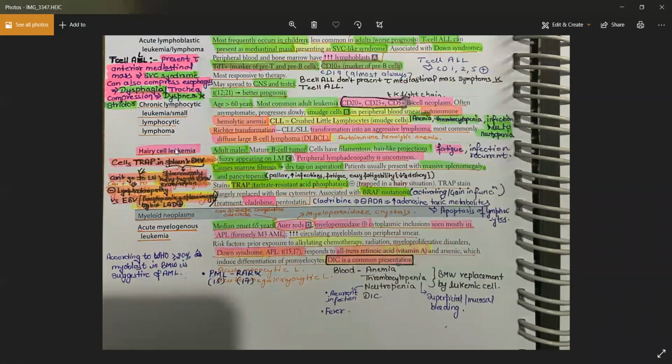Then comes CLL, or chronic lymphocytic leukemia. Please note, it is cytic, not blastic. So you won't see blast cells, but you see mature lymphocytes in it. It is seen in adults more than 60 years of age. Because mature cells are there, you will have the normal CD markers of B lymphocytes, like CD20. You will also have CD23 and CD5. Other than that, CD19 and CD21 are also positive in these cases, right? What you will see is the smudge cells, which are crushed lymphocytes.